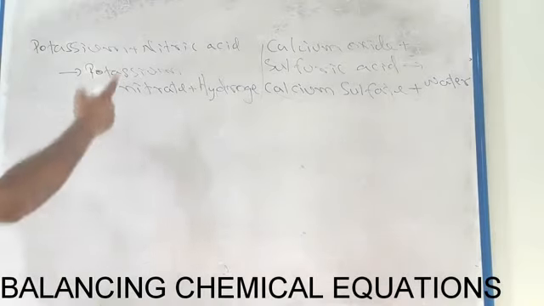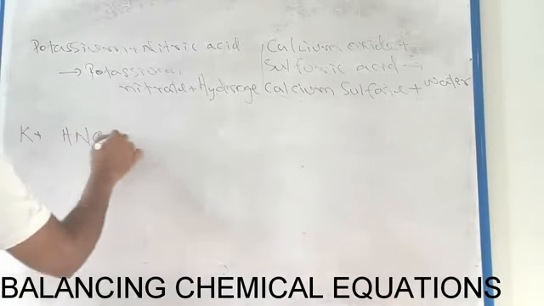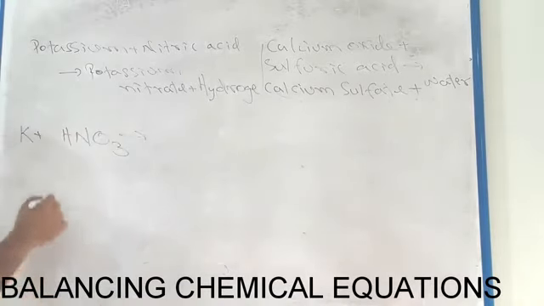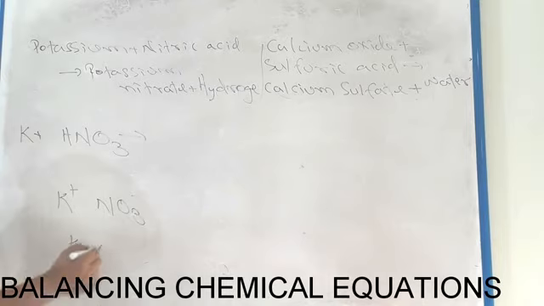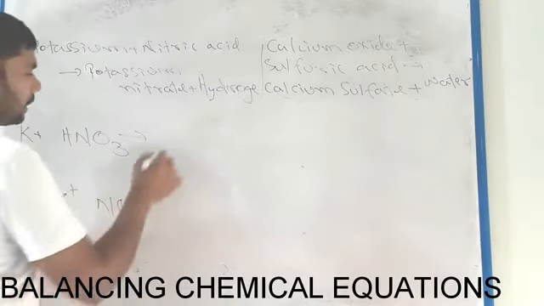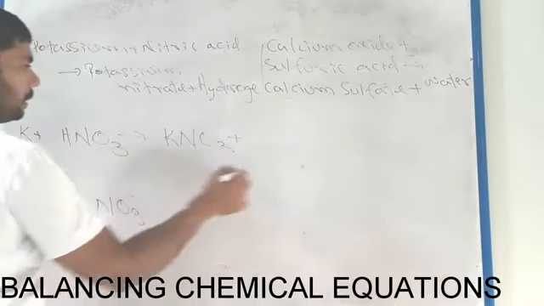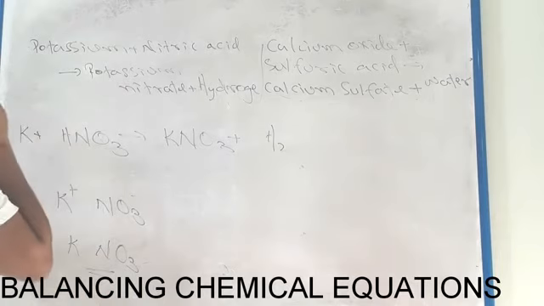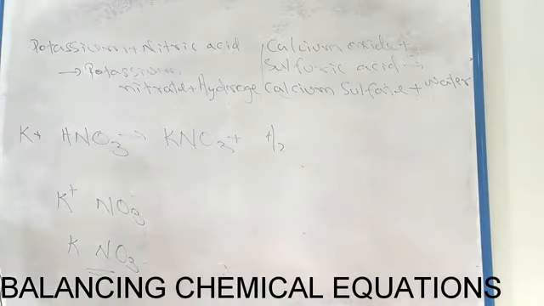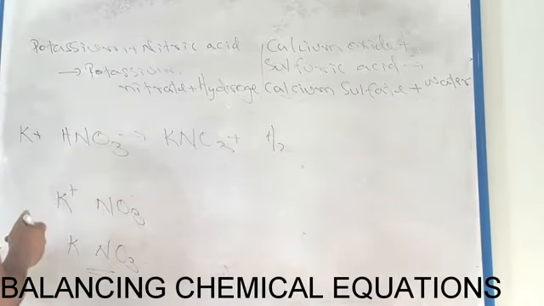Okay, look here, potassium plus nitric acid: potassium K, nitric acid HNO3. Potassium nitrate, NO3 minus, here plus 1. So it will be KNO3, potassium nitrate KNO3 plus hydrogen gas H2. Clear? So here potassium plus nitric acid giving potassium nitrate plus hydrogen. Look here, one hydrogen, here two hydrogen. We have to balance it.